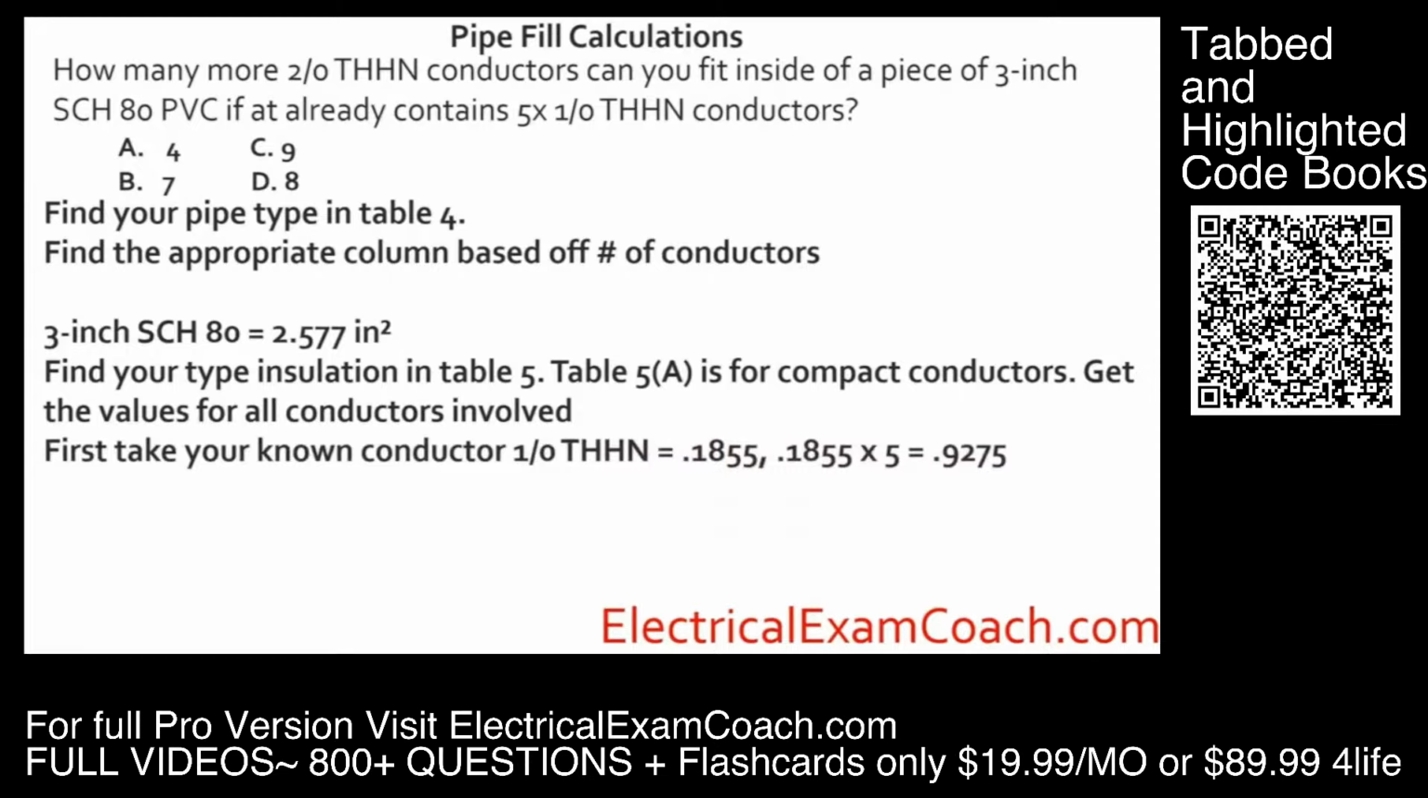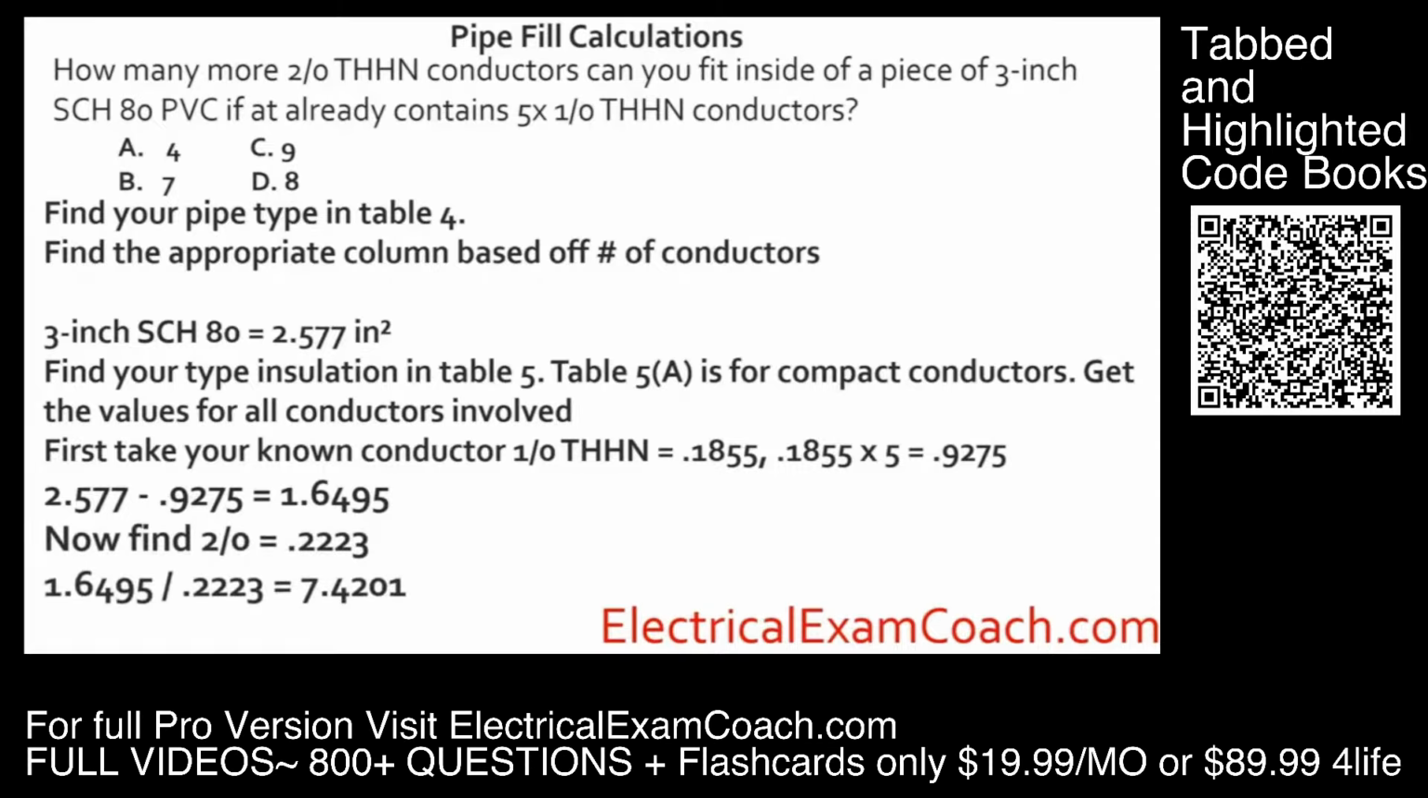First, we're going to take our known conductor, 1-aught, and we're going to multiply it by 5, and that's what we're already filling of this pipe. Then we're going to minus our total fill, minus what we already have, and that gives us our remaining left to fill. Then we take our 2-aught conductor and we divide our remaining left to fill by the conductor that we're wanting to install, and we're going to find that we can fit 7.4. Again, we're going to round down because it's less than 0.8, and we're going to select B.